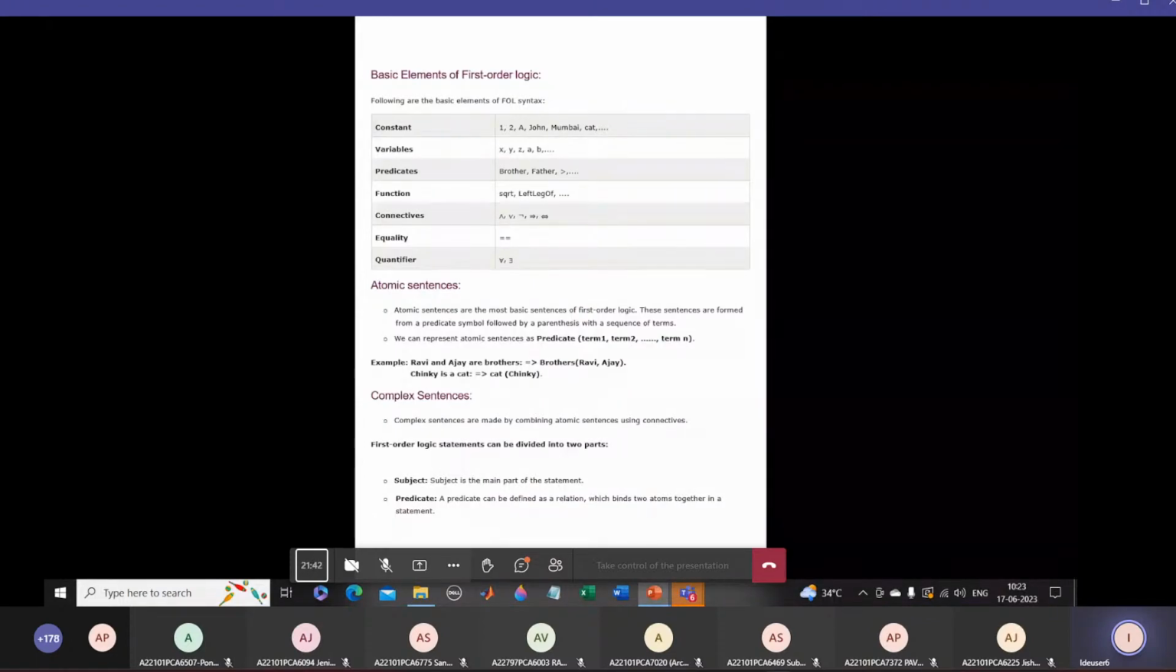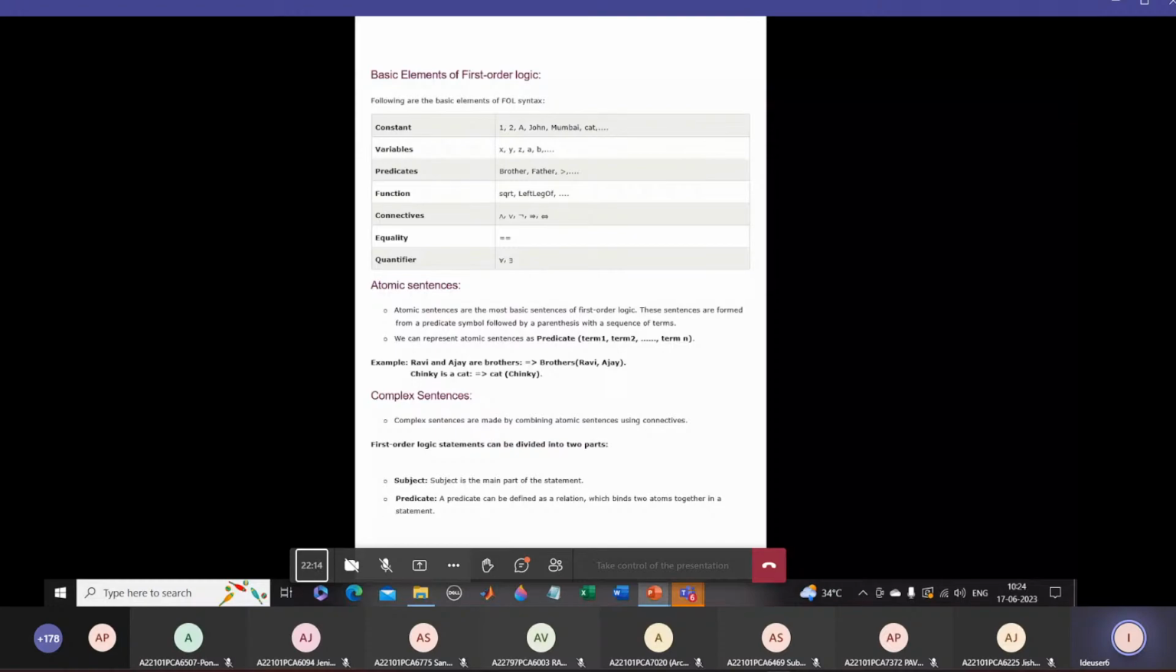Atomic statement means the basic statements of a first order logic. They use a predicate symbol followed by parentheses with a sequence of terms. So how can you say this? Predicate, bracket, n number of terms. This is your atomic statement. Kindly understand this, because we will be using it in the following forward chaining and backward chaining, right?